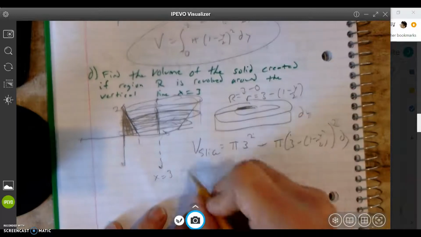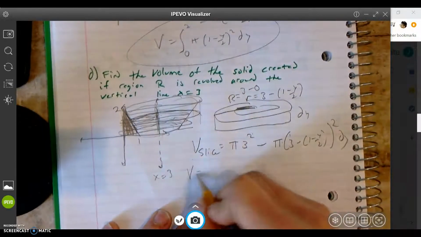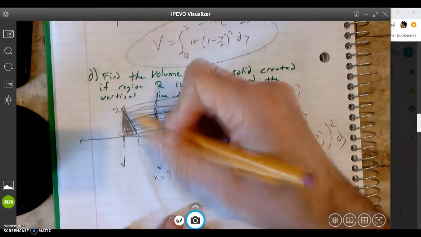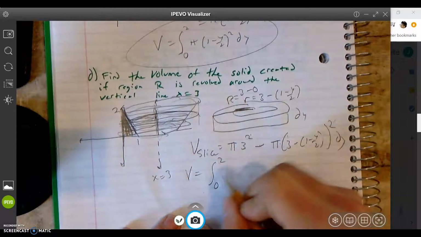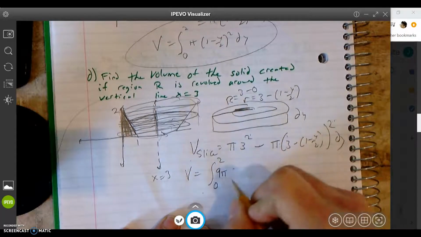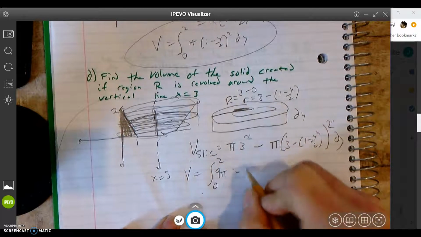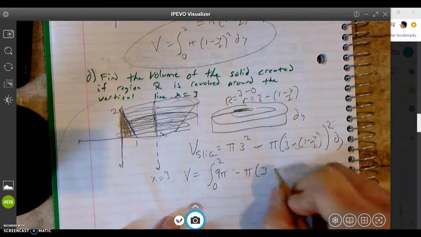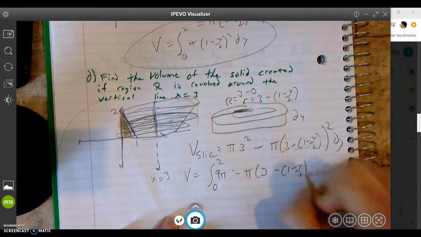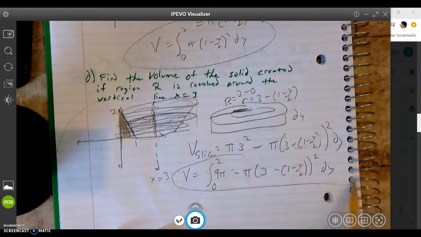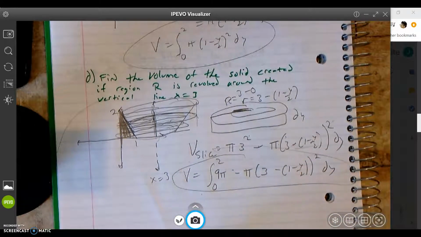Okay. So the volume of the whole shape right here is going to be the integral between 0 and 2, still, 0 and 2, of pi times 9, you can do 9 pi if you want, minus pi times (3 minus (1 minus y over 2)) squared dy, you can simplify that if you want, you don't have to. Oh, done. There we go.